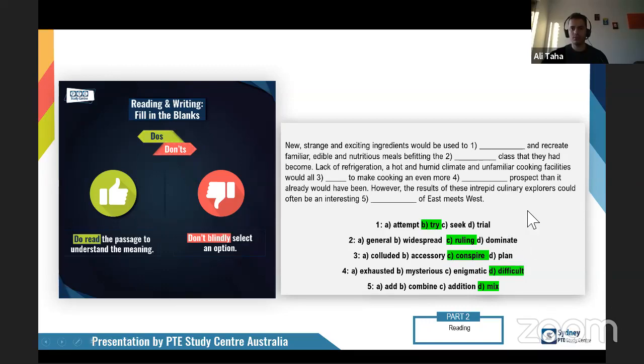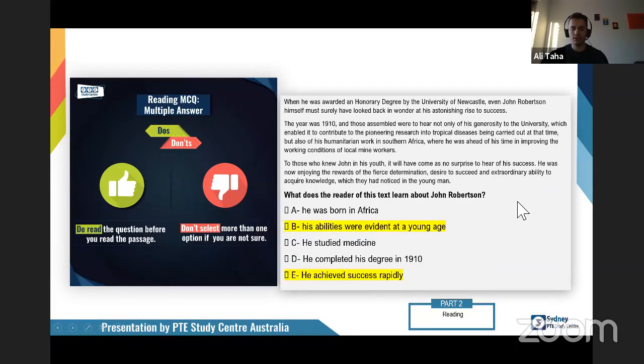We move to the next one, multiple choice question, choose multiple answers. In this task, you need to select more than one correct answer. So do read the question before you read the passage. It is highly advised to read the question, understand the question prompt, then you read the passage, so that later when you read the passage, you are reading for a purpose. What is the purpose? Answering the question that you have read.